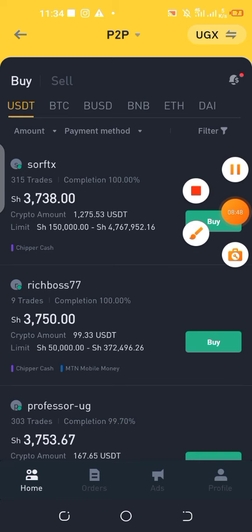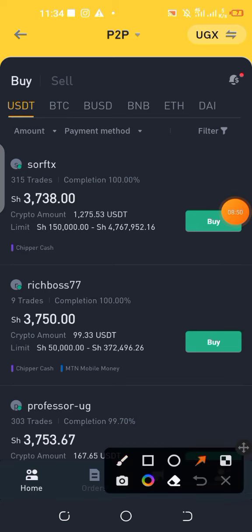As you can see, there are different buyers. For example, this one is the cheapest, at 3738. It is the cheapest because it's on top. His completion rate is 100%. He has so far carried out 315 trades, so you can trust this person.